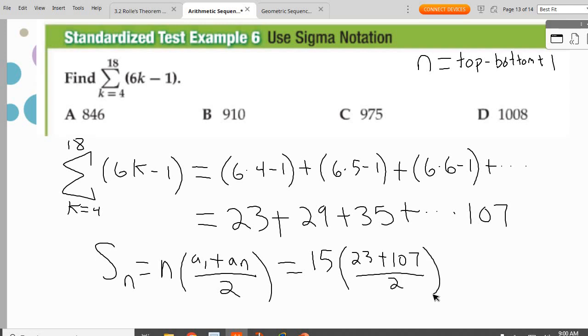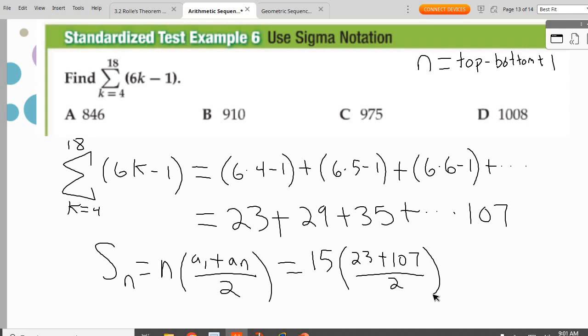Are we all okay with the math that I did there? How did you get 107? Oh, you subtract one. Yeah, so 6 times 18, that's a 10 and an 8. So 10 times 6 is 60. 6 times 8 is 48. So 60 plus 48 gives me 108. And then I have to subtract 1, because my formula is 6k minus 1. I'm just finding the last term.